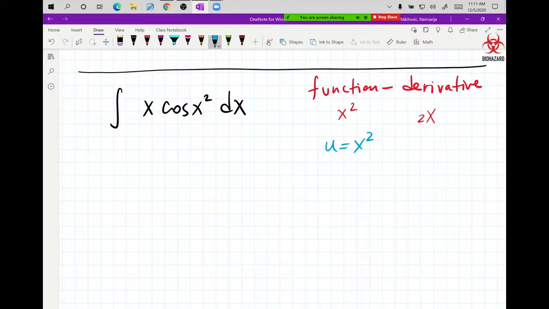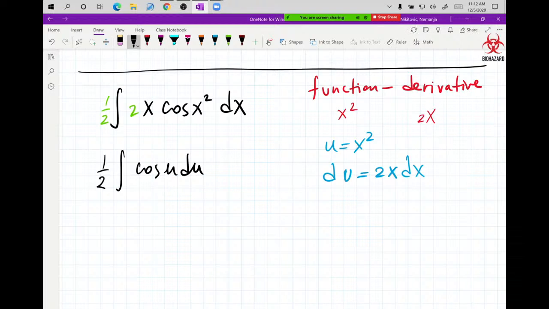The solution of the problem is absolutely the same. I mean, I have nothing new to write. It was actually the function-derivative pair that I did this with. So now when I do the substitution, I'm still going to fudge the 2 and the 1/2 over here, have 1/2 integral of cosine u du, and I'm just going to say same. I'm not going to waste time.